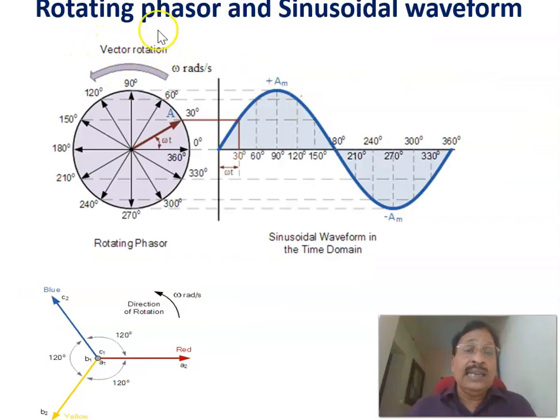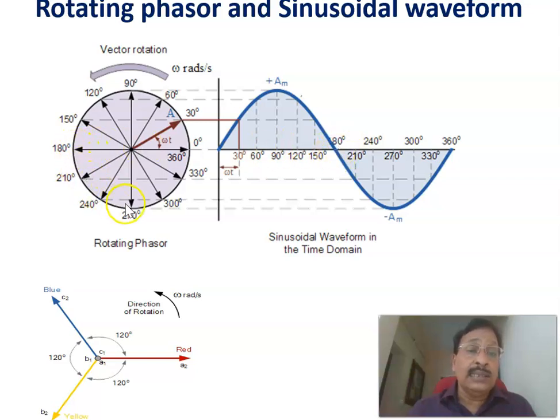Now, to get an idea of the rotating phasor and the sinusoidal waveform represented here, the phasor is rotating at angular frequency. When the angle is 0, this is the corresponding voltage. When it rotates to 30 degrees, this is the voltage. When it rotates to 60 degrees, the corresponding voltage is higher. And when the vector rotates to 90 degrees, the corresponding voltage is the maximum voltage. Corresponding to 180 degrees of rotation of the phasor, the voltage is again 0.